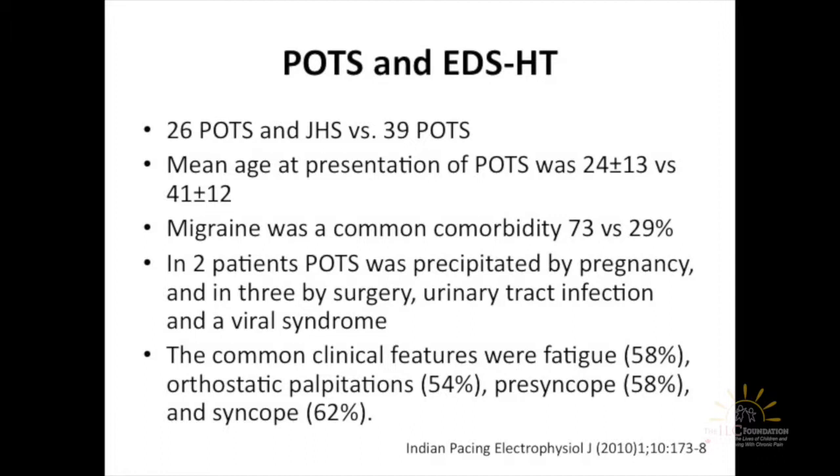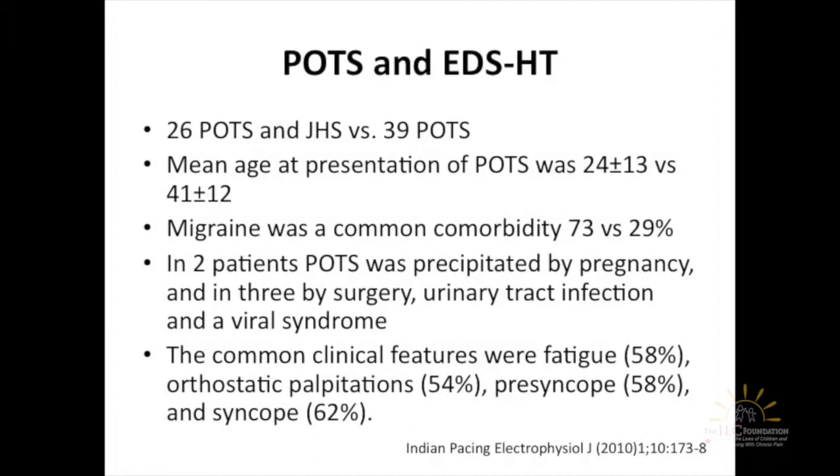They found that the mean age of POTS with EDS was in young adults, right? So 24 years old. They found that migraine was a comorbidity that these patients reported most of the time. And they found also in EDS patients that pregnancy, for instance, or a surgery was a trigger. This is similar to what happened in POTS patients without EDS, okay? And again, the common complaints were fatigue, orthostatic hypotension, palpitations, presyncope, and certainly syncope.